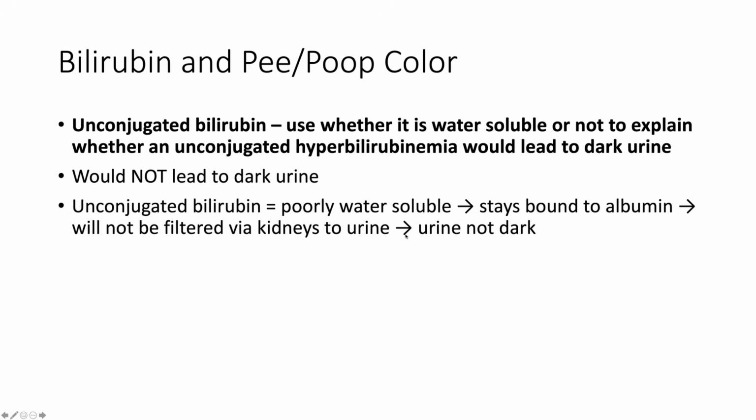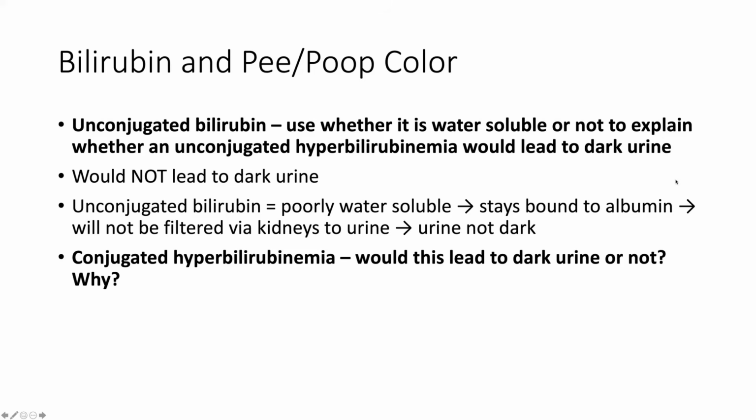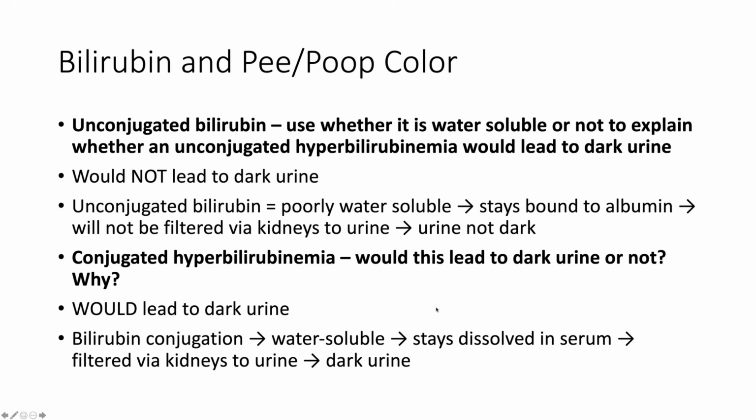Or if you remember from biochemistry, free fatty acids basically bind to albumin. That's how they're transported in your blood. But yeah, in other words, it doesn't end up in your urine. It stays bound to albumin. So how about Fong? Would a conjugated hyperbilirubinemia lead to dark urine or not? Why? Yes, it would. Good. Why? Because it's water soluble and it's secreted from the liver cell into the blood and gets to the urine. Yeah, exactly.